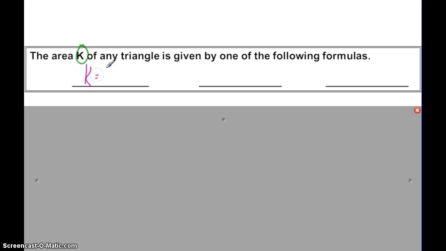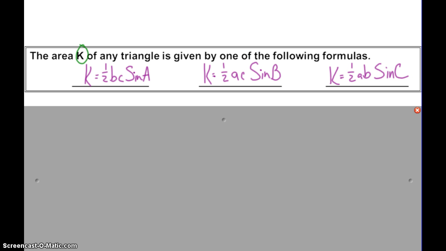K equals 1/2 b c sine A. Or, if we adjust that a little bit for different parts, 1/2 a c sine B. Or, as I'm sure you can guess for the third formula, 1/2 a b sine C.